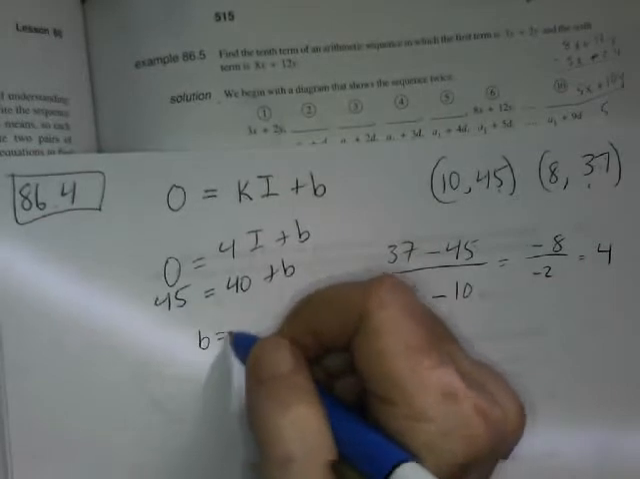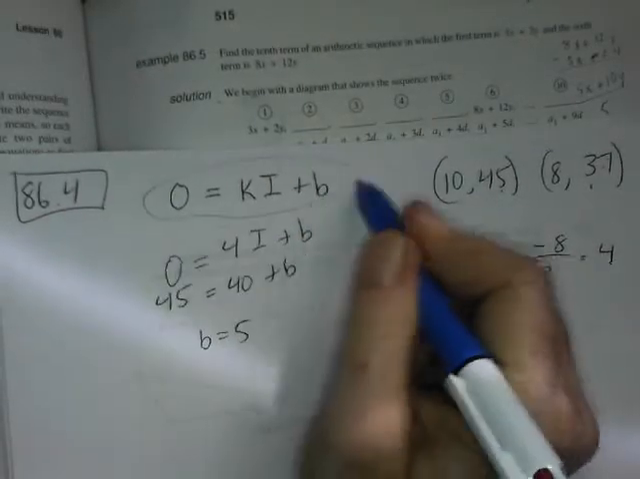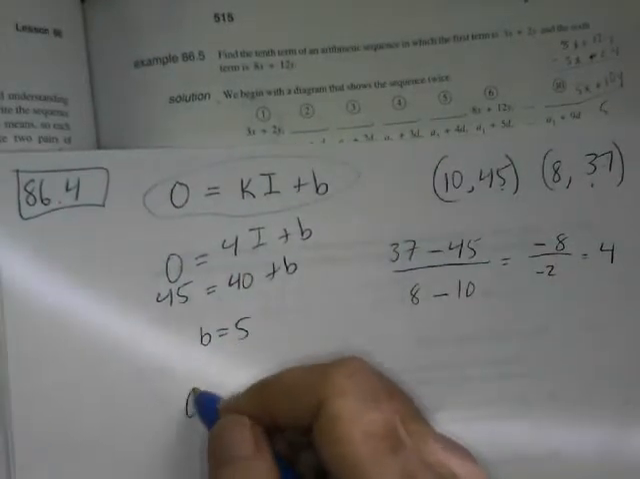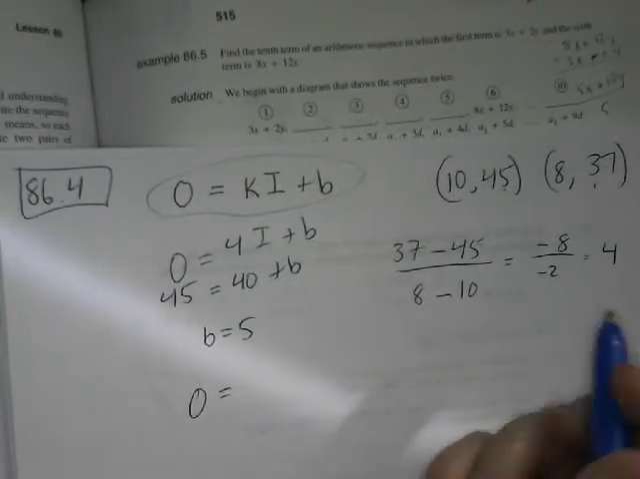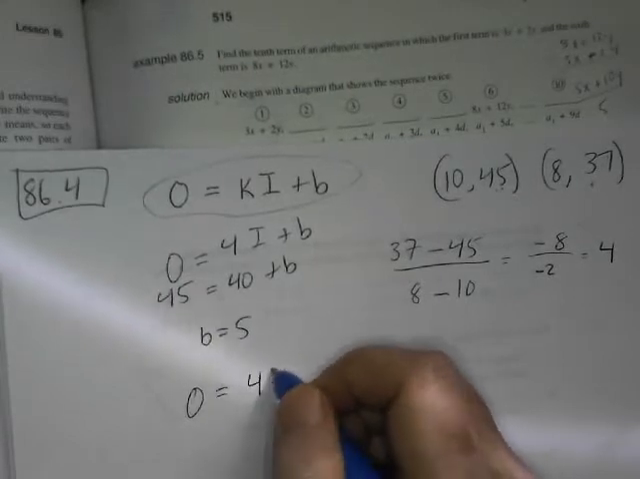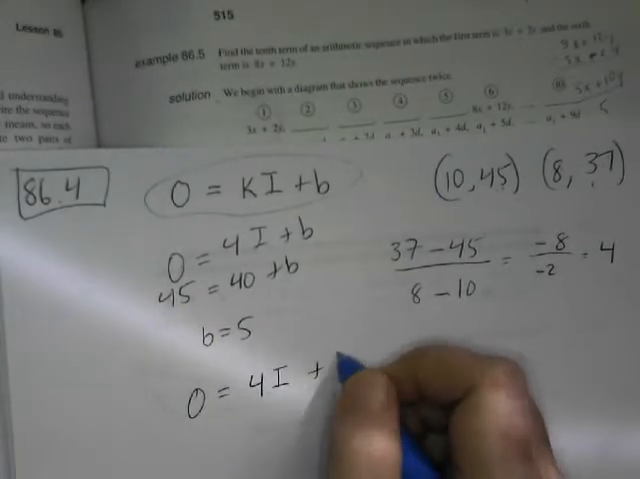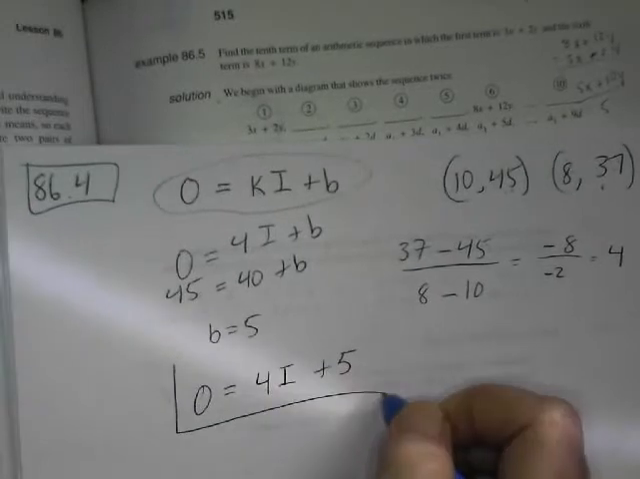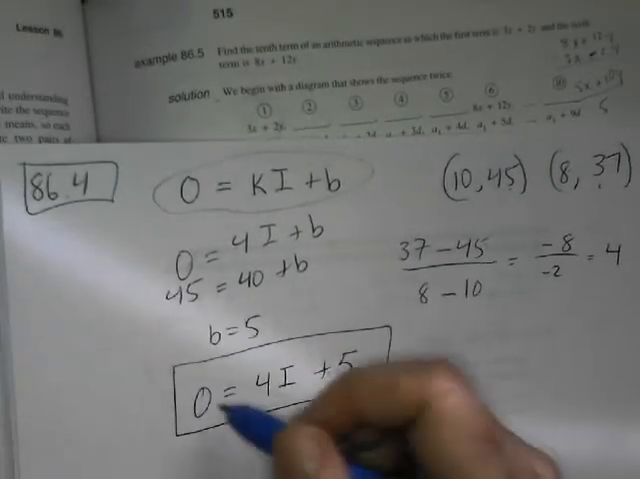b equals 5. So now put it all together, write it, you know, output equals, remember our slope was 4, times I plus b. That's an O for output, not a 0.